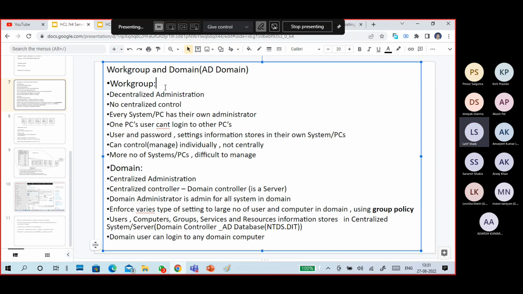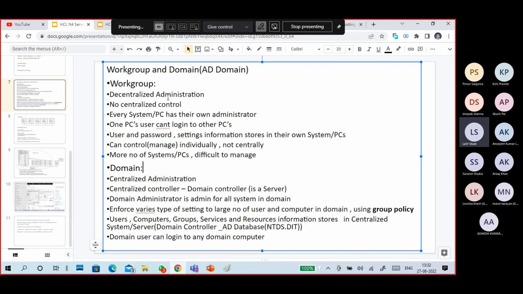Now the domain: again, what are the important points? It is a centralized administration. Don't forget decentralized and centralized administration. A domain has a domain controller which controls your domain environment. User information, computer information, and user passwords are stored in the domain controller. Domain users can log into any domain computer. We can enforce various types of settings to a large group of users and computers.